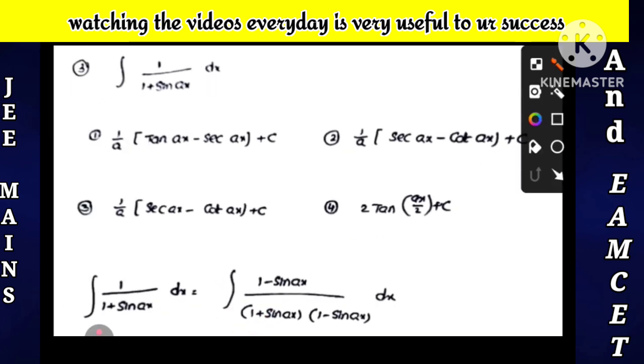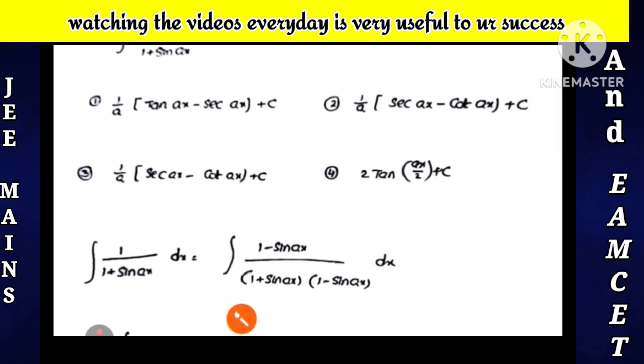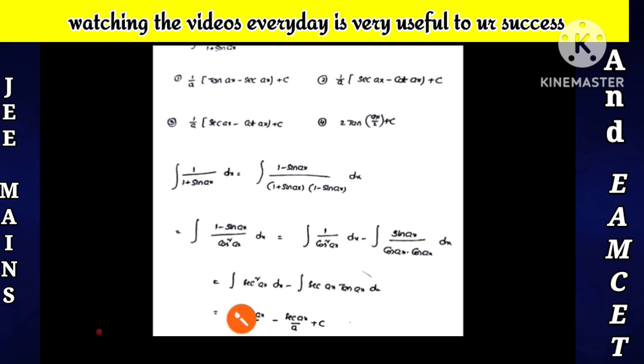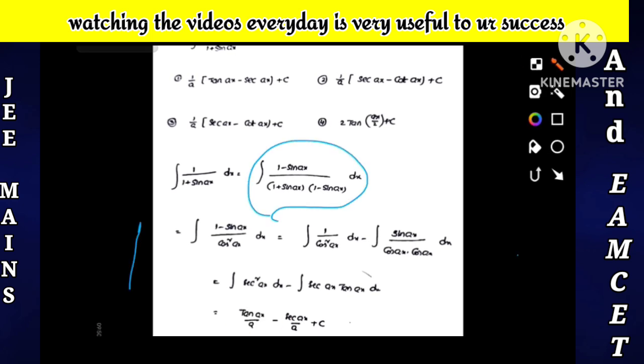The question is integral of 1 by 1 plus sin ax. Okay, so this is the question. In the first step, I am taking the rationalization of the given question. So first take the rationalization. The denominator value is 1 plus sin ax, so apply the value 1 minus sin ax, like that.